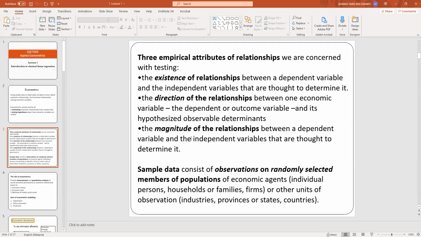In order to find out each of these, we need to have sample data, because most of the time we do not have access to the entire population, so we need to perform the analysis using sample data. The sample data consists of observations on randomly selected members of a population of economic agents, either individuals, persons, households, families, firms, or other units of observation: industries, provinces, states, or countries.